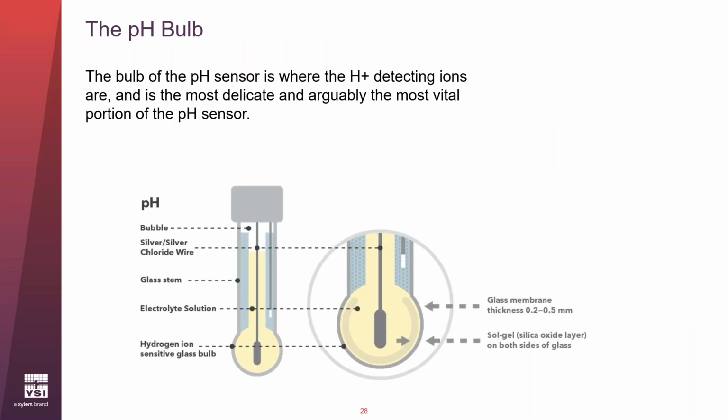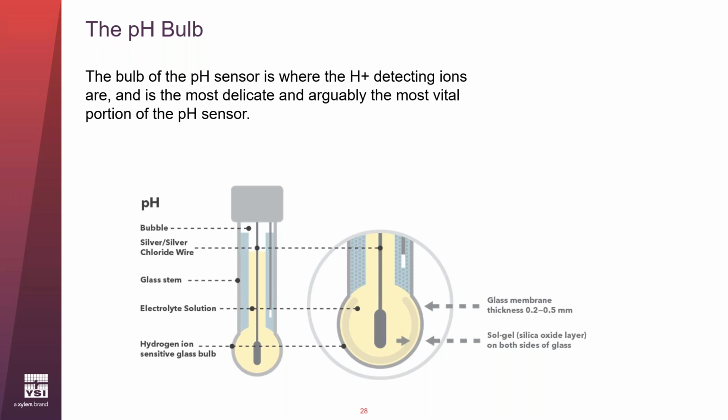And here is a schematic of the pH bulb. The bulb of the pH is where the hydrogen detecting ions are. It's the most delicate and arguably the most vital portion of the pH probe. It contains a silver chloride wire. That's the AgCl wire. You may be able to see that right in the middle there. That silver chloride wire connects from the glass electrode to the reference electrode.